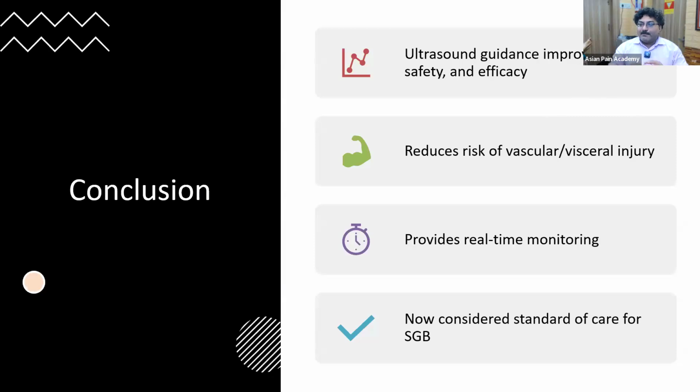Ultrasound guidance improves accuracy, safety, efficacy, no doubt, 100%. Reduces risk of vascular and visceral injury, 100%. Provides real-time monitoring, 100%. And now considered standard care for the stellate ganglion block. True. In the last 5 years, I have not done any with fluoroscopy.